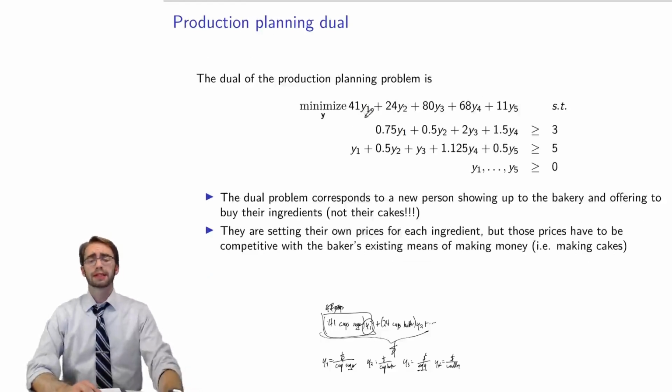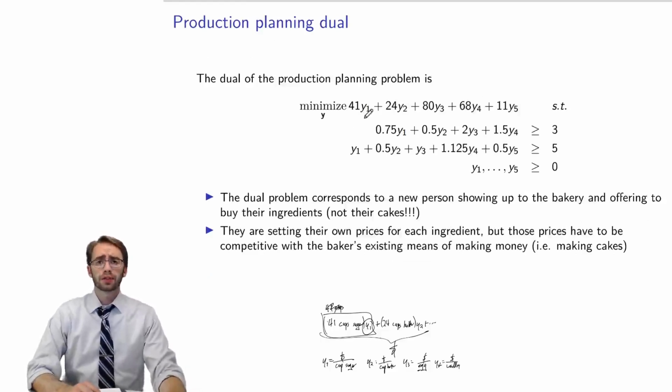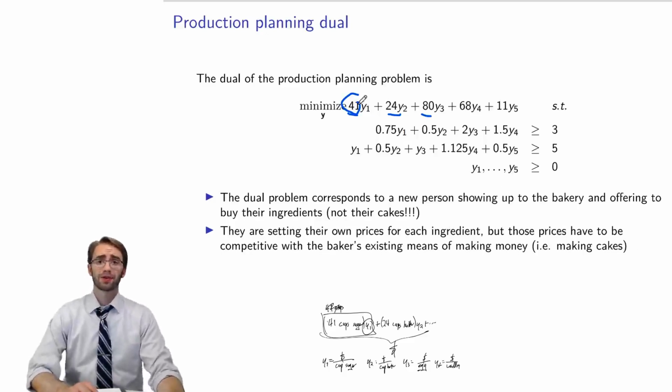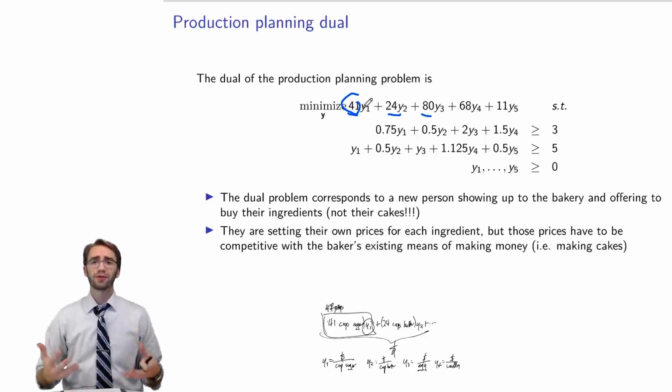Well, what does this mean? You are someone who's showing up and you are inventing prices for each of the ingredients that this baker has. And so what does the objective function now measure? This is 41 times y1. Remember, 41 is how much sugar that baker had to begin with, right? So 41 times y1 is the value of all the sugar in that bakery under this price that you were inventing.